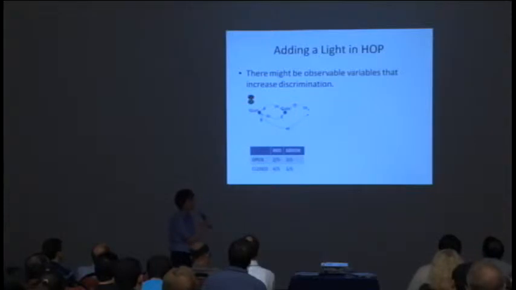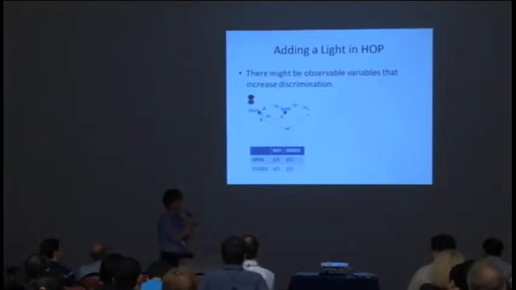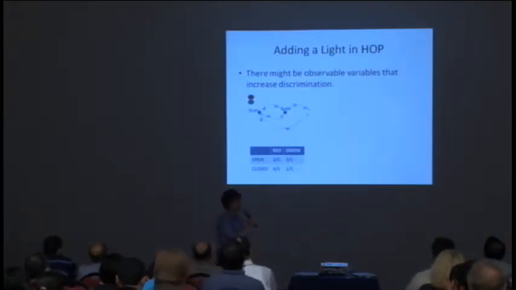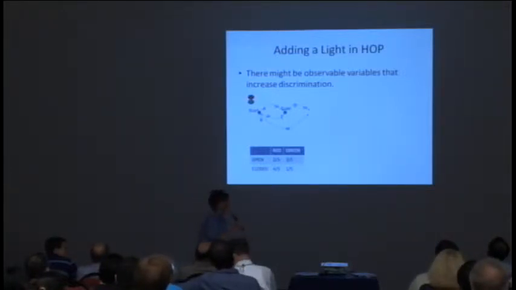Right, so one of the critical things in our approach is that there are often observable variables that increase discrimination. To see how this arises, I just want to add a simple unreliable light to the example that we've been considering so far. Suppose there's a light that can be red or green that's probabilistically associated with the status of the gate according to the probability distribution there. Then suppose that the probability of the gate being open is now a half.